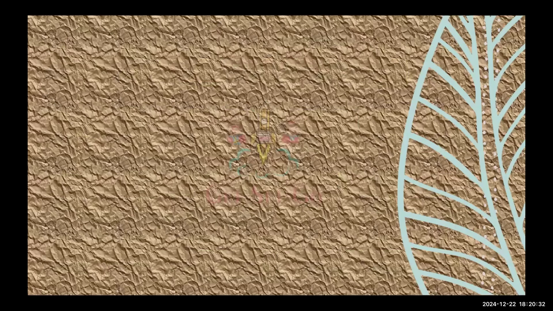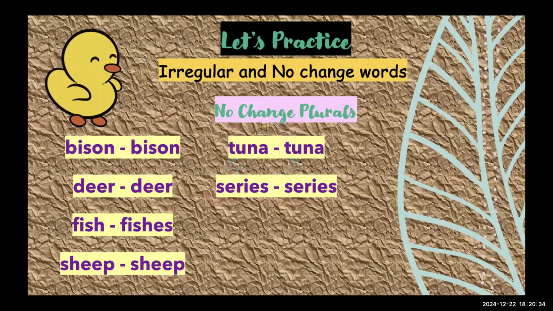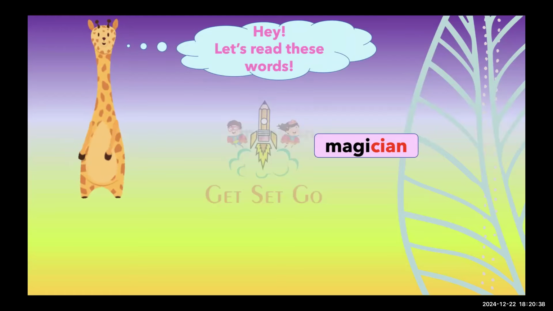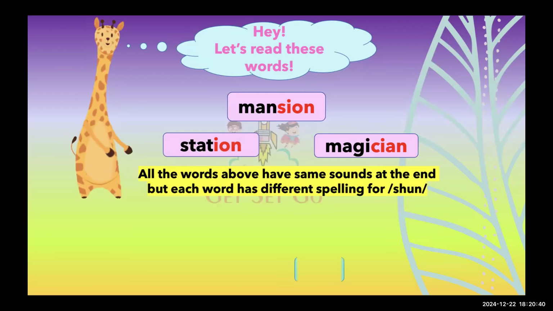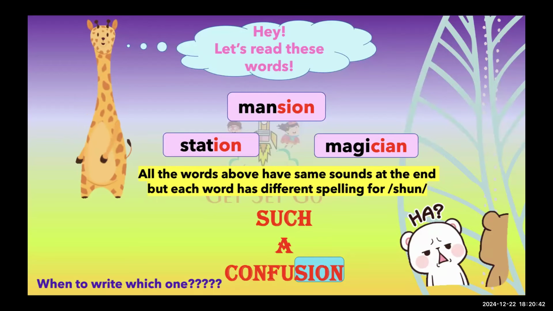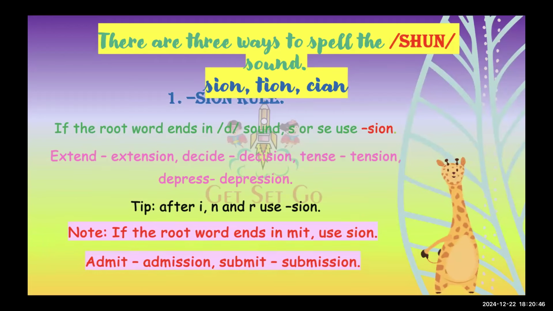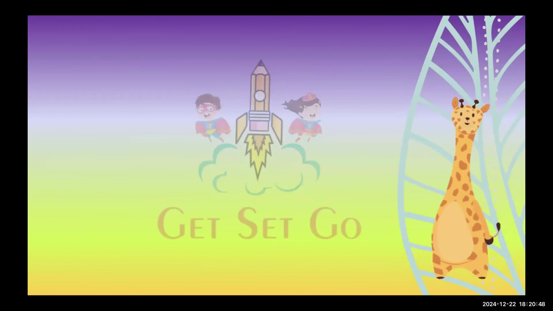A lot of vocab is given here. Let's practice. Irregular, no change words. Then we have suffix rules starting from here. CIAN, SION, TION. So these are the rules. The next rule is explained very well like this.